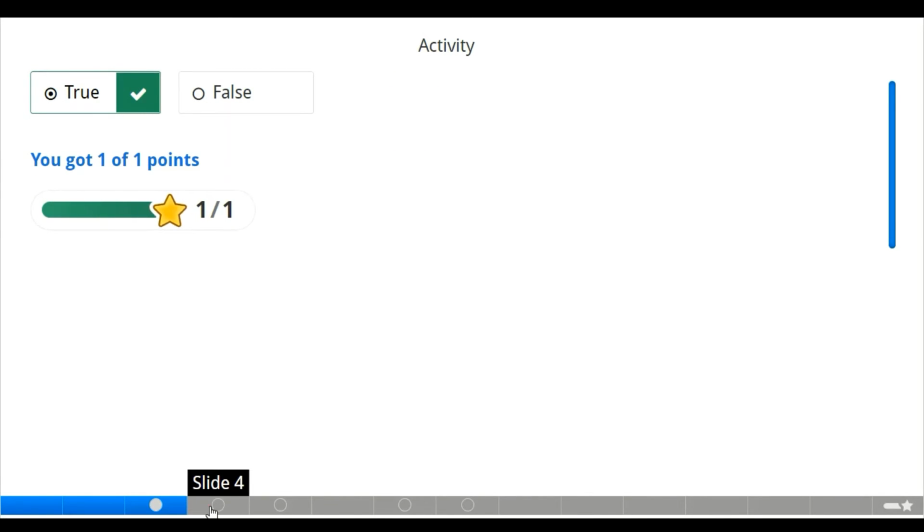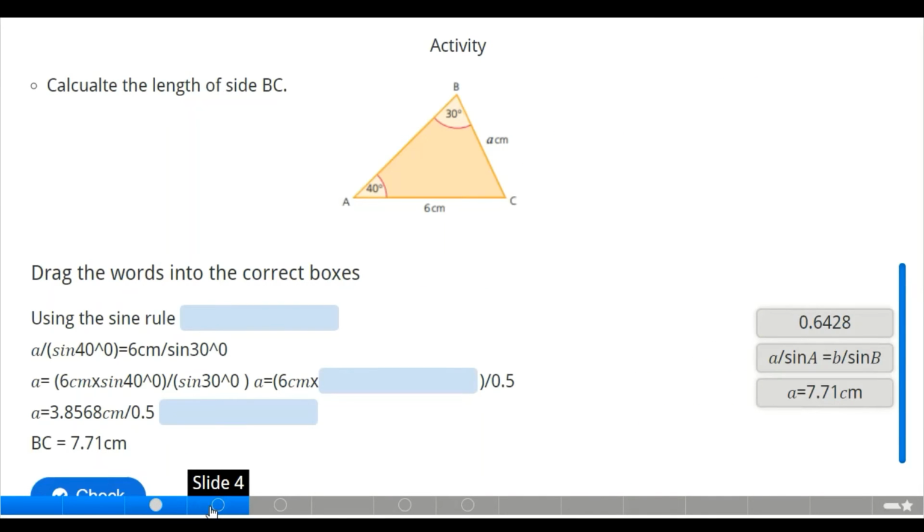Now let's look at the class exercise that we are going to be solving together. Look at this triangle here. Angle B, the capital B, is 30 degrees, while small b is 6 centimeters. Capital A is 40 degrees, while small a, we don't have. So we have to calculate for that side, which is side BC. So we are calculating for small a.